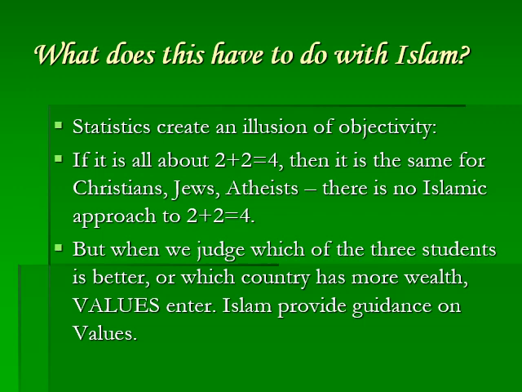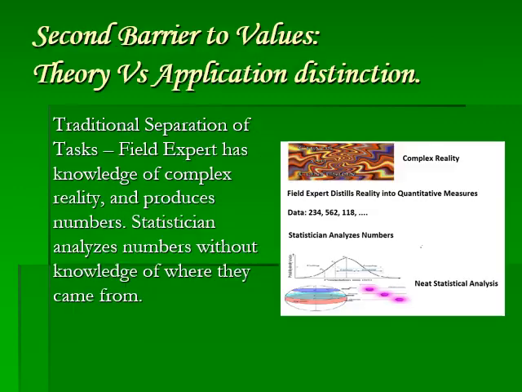So what does this have to do with Islam? Well, basically, statistics creates an illusion of objectivity. It is not like 2 plus 2 equals 4. When we judge which of the three students is better, when we want to judge which of these different colleges is better, then we have to make value judgments. And value judgments is a place where Islam provides us with a lot of guidance.